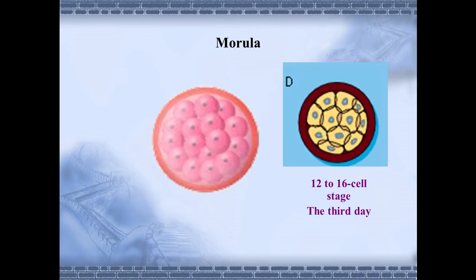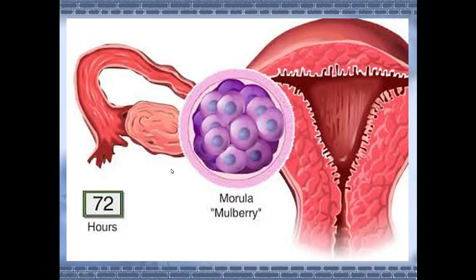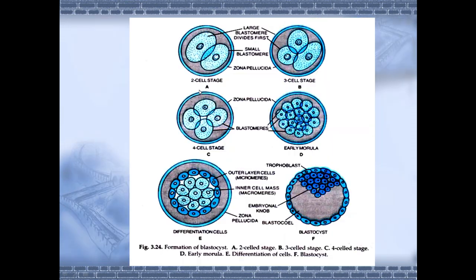You can see over here a 12 to 16 cell stage is reached, and that is known as the morula. Morula means mulberry type. So up to at least 72 hours are required for the formation of the morula. This diagram is taken from your books, in which we can see the various stages: the 2-cell stage, the 3-cell stage, the 4-cell stage. Then the early morula is formed. The zona pellucida is still there.